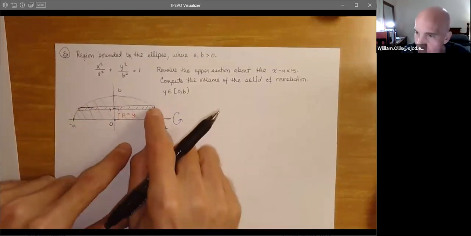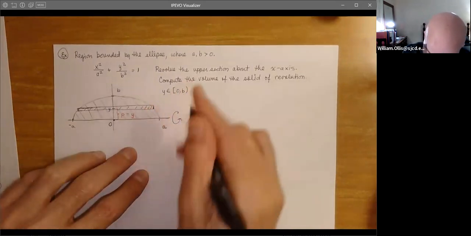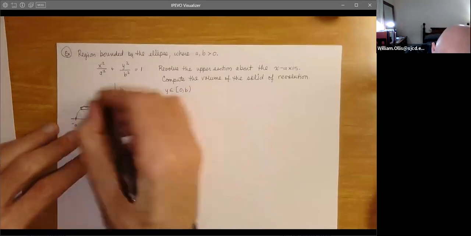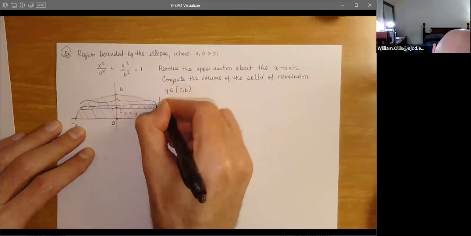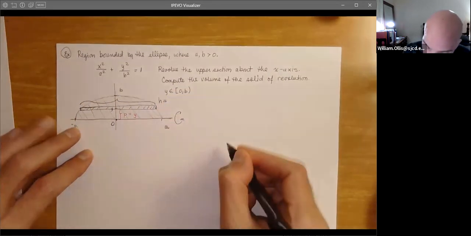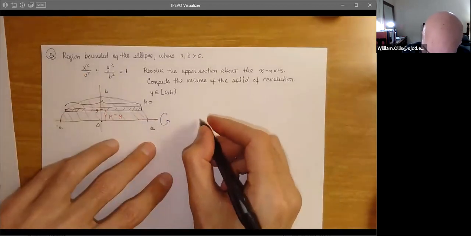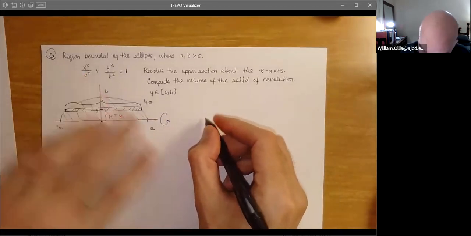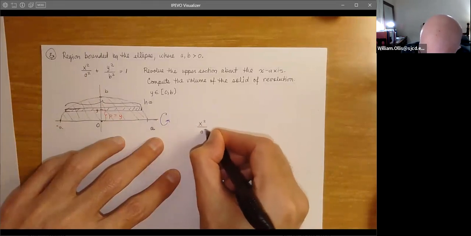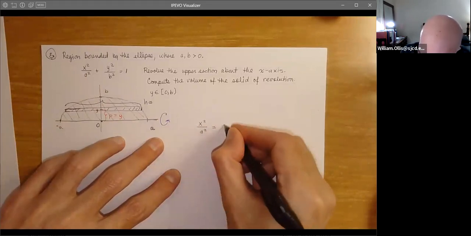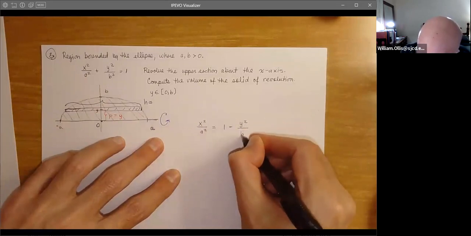And so basically it's like the circle. We just want to solve for x in terms of y. So we'll go ahead and mark this off. h equals, and we'll fill that in. So before we do that, let's go over here and do a side calculation. Let's solve for x. So we have x squared over a squared equals 1 minus y squared over b squared, just like you did in pre-cal.